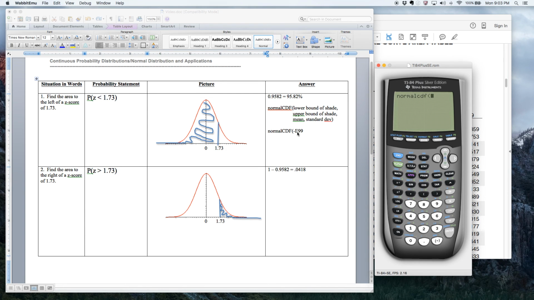The E means 10 to the, like an exponent. So 10 to the 99th power, which is a 1 with 99 zeros after it. But that negative means negative that number. Now where is this little E right here? How do you get it?